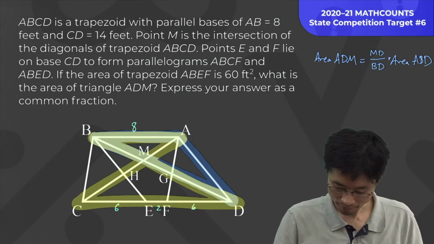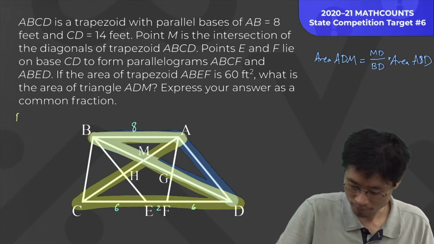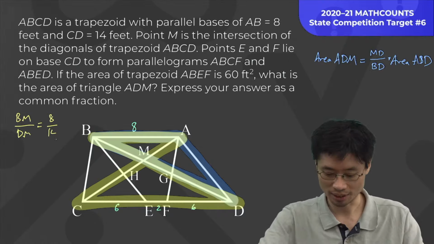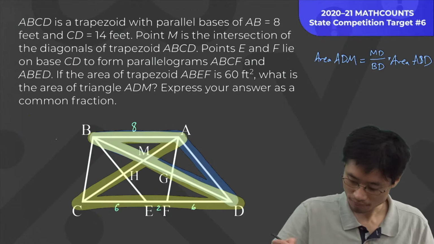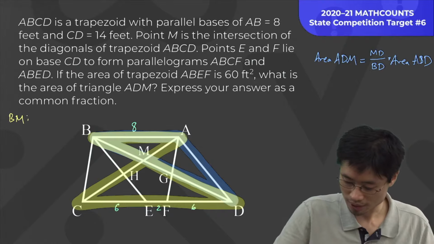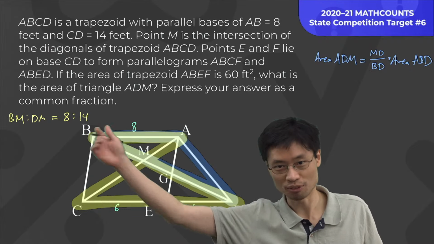So what I know is that BM over DM is equal to 8 over 14. Actually, I don't like to write it this way. I'm going to write it with the colons, because that's even easier. BM to DM is equal to 8 is to 14. Terrific. Because in that case, I can simplify that. That's just going to be 4 is to 7.